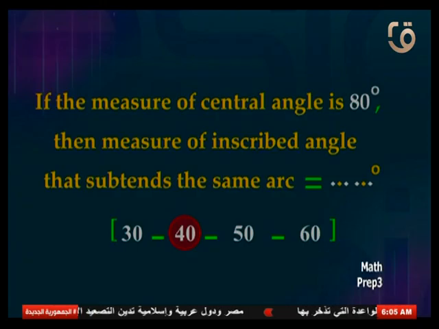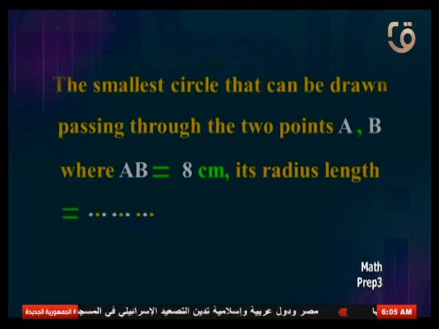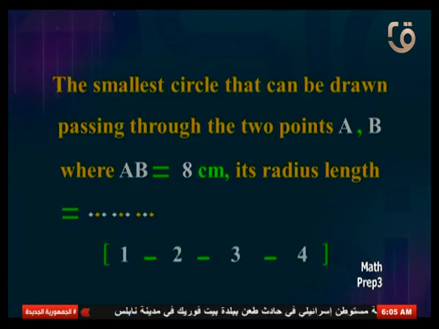Another example. The smallest circle that can be drawn passing through the 2 points A and B where AB is equal to 8 centimeters. Its radius length equals what? Is it 1 centimeter, 2 centimeters, 3 centimeters, or 4 centimeters?